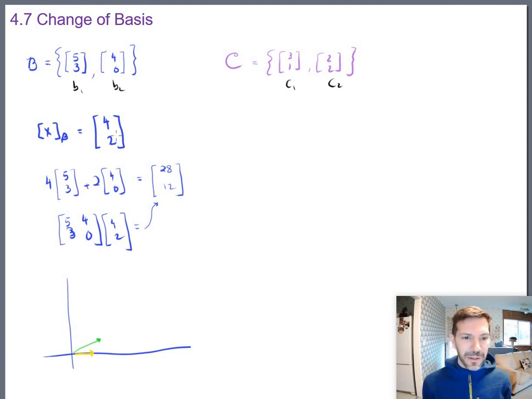And again, my coordinates say take 4 of the first one. So 4 of these green, there's 2, 3, 4. And then from there also stack on 2 of the yellow one. That ends you up about right there in R2, which we happen to know if we use standard coordinates would be 28 units to the right and 12 units up.